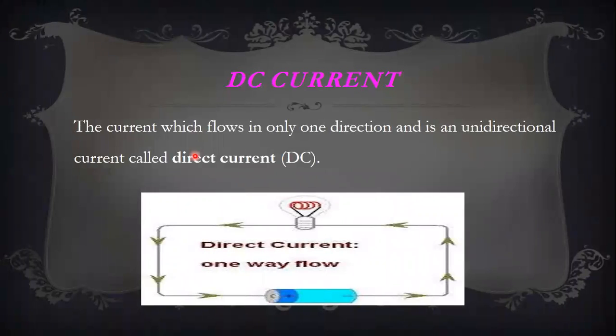The DC current means the direct current, the current which flows in only one direction. It is a unidirectional current, and it is called the direct current. See children, here the current will not reverse; it will flow in only one direction, so it is a unidirectional current, and for this type of current we call it a direct current.